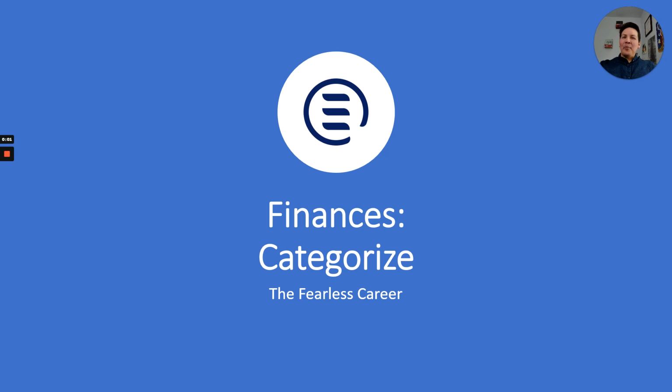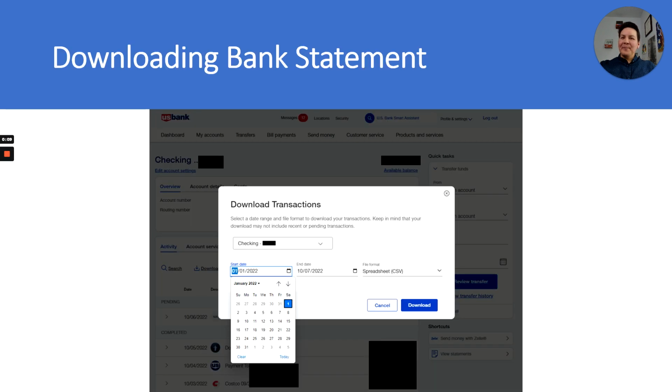Now that you know where your money is going, it's time to take the next step and categorize it. To demonstrate this, I'll begin with an example. Here, I go to my online bank account and download a range of statements from January to today, which is roughly the last 10 months.